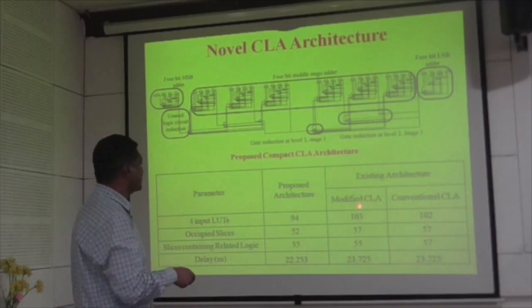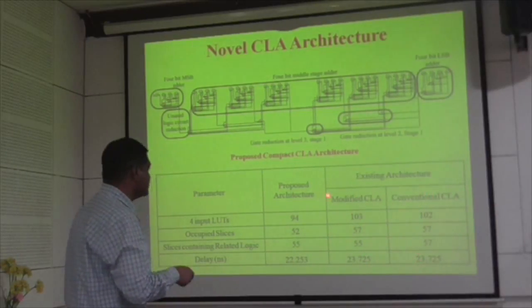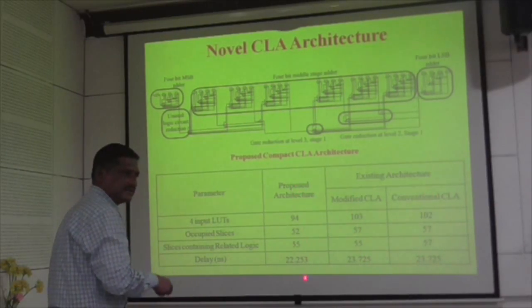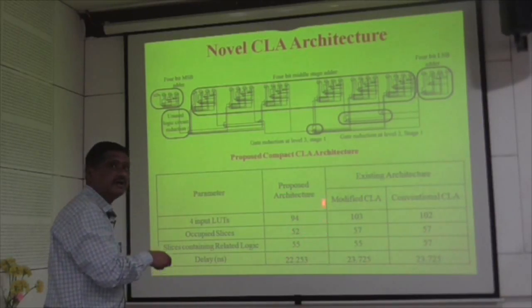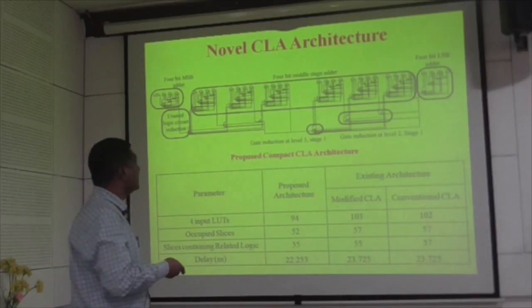And for this modulo adder, here I have shown the comparison. This is the existing architecture, the conventional CLA, that is the modified CLA, and this is the proposed CLA by us. This is the hardware used by the previous design, and this is the hardware used by the current design. Here we are able to minimize hardware.